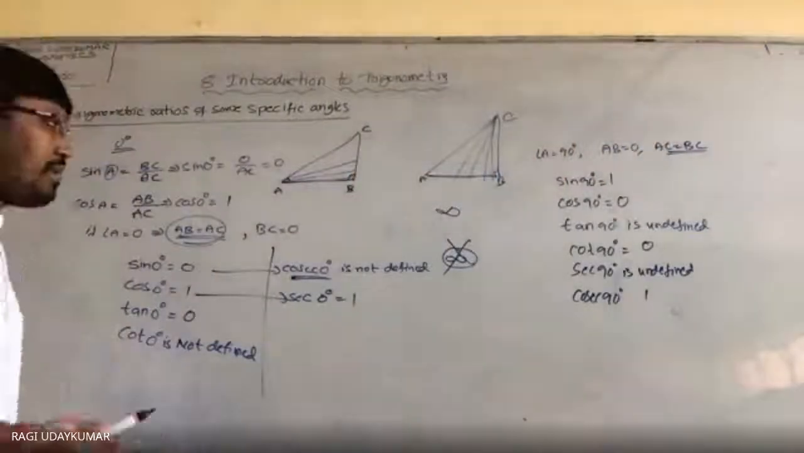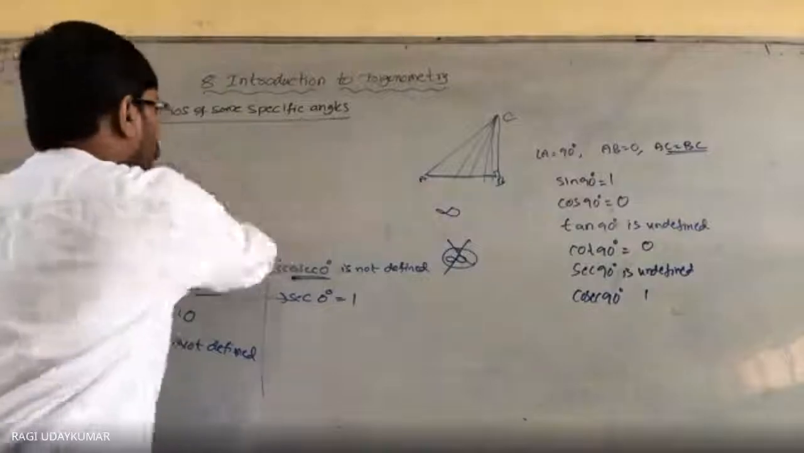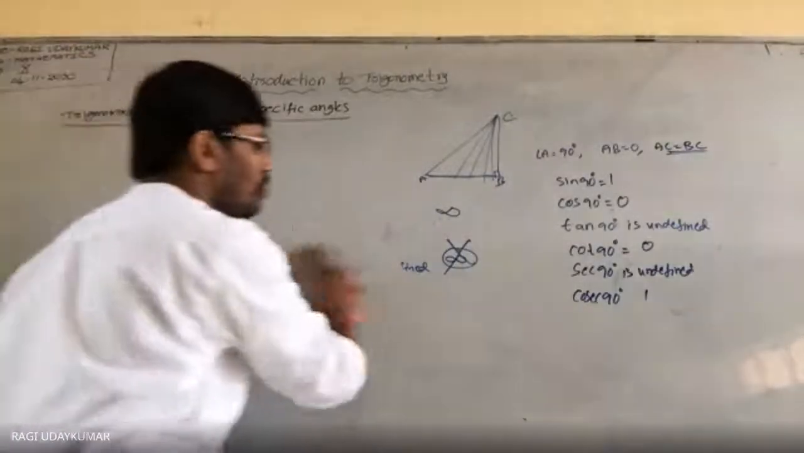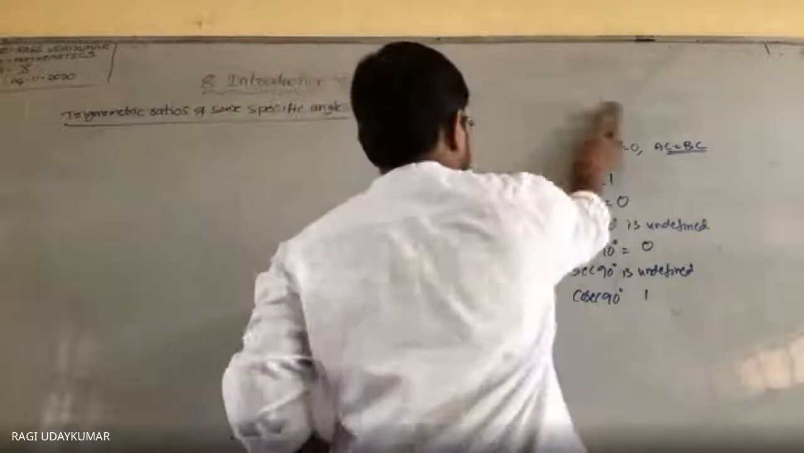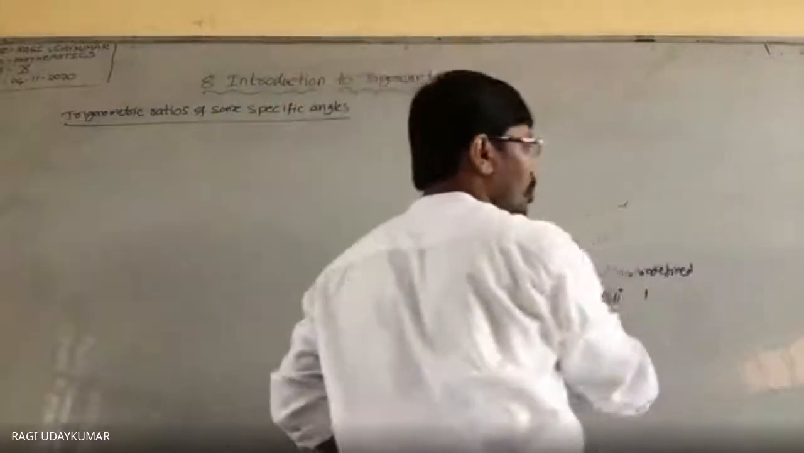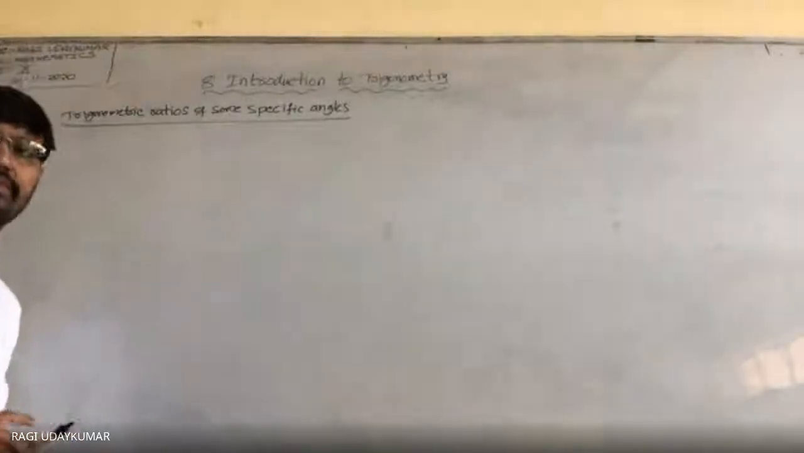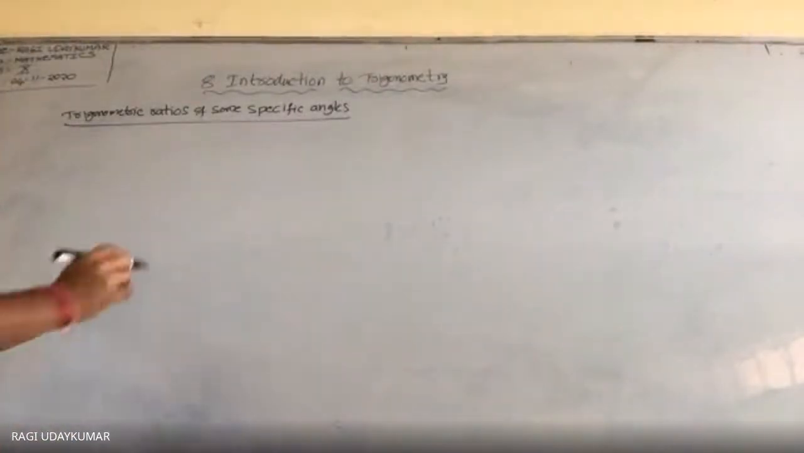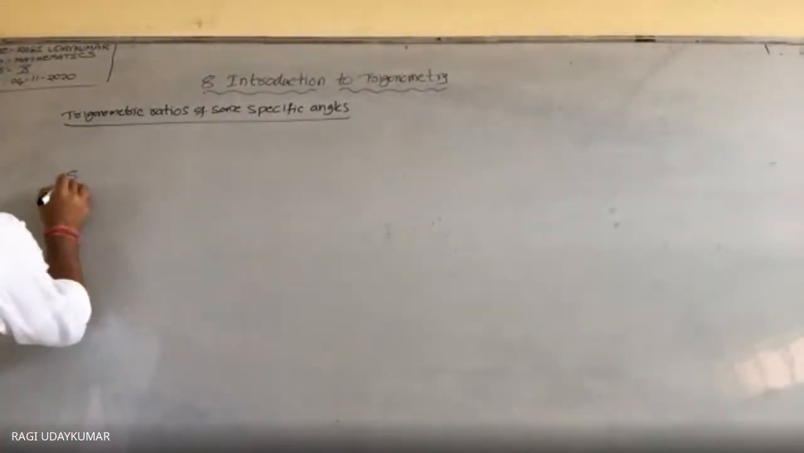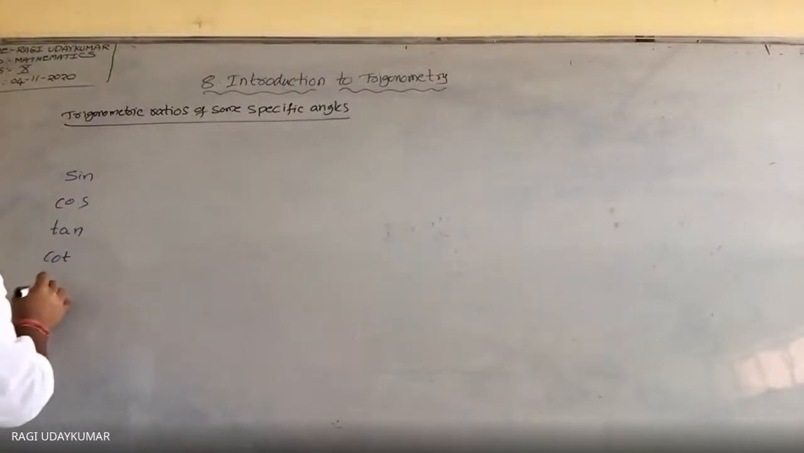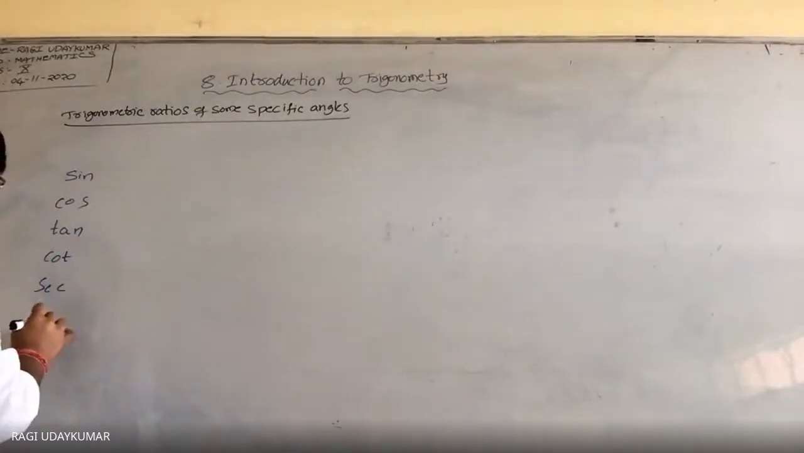We take a table and write them in the table, so that it is an easy task for you to remember. And how do we remember that table, I will explain. But apart from that, you need to know the proofs also. You people should know these proofs. So what are the trigonometric ratios we have? Sin, cos, tan, cot, secant, cosec.